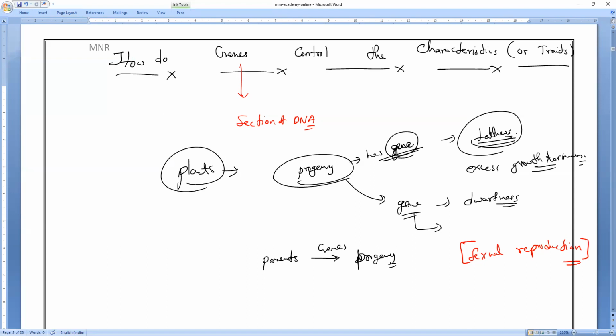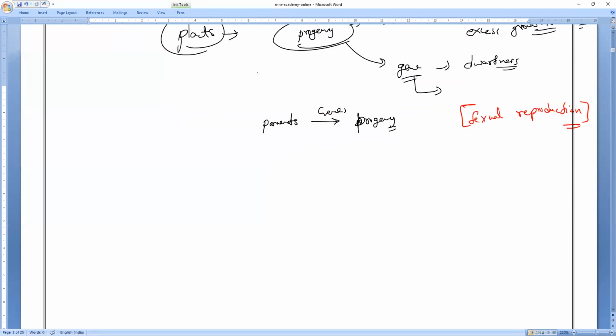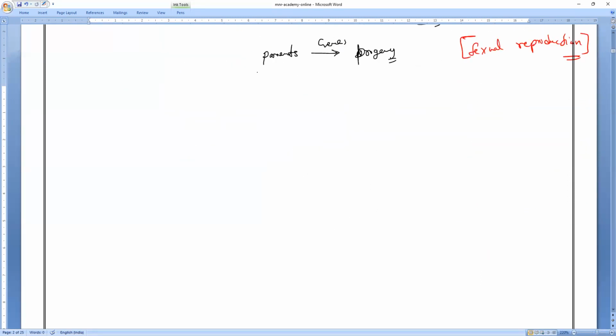Next, let us take for example the color of the hair. Color of the hair from the parents. Parents means we know that we have two parents, one is father and another one is mother. So I'm taking the color of hair, which is received from the parents. Now you can see.